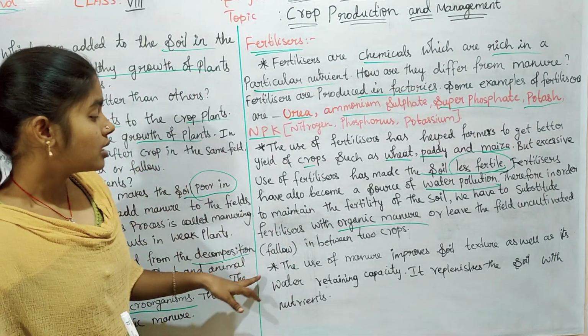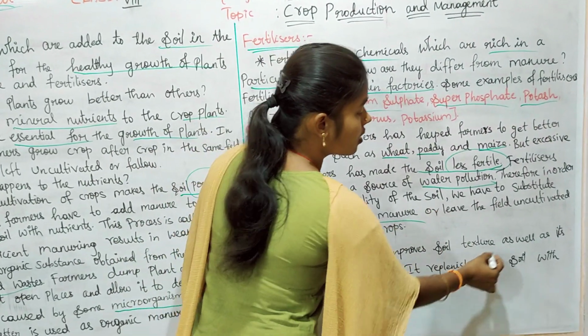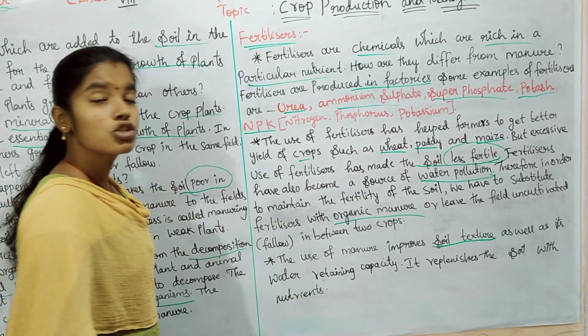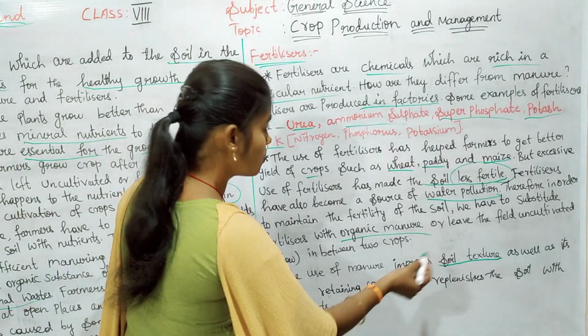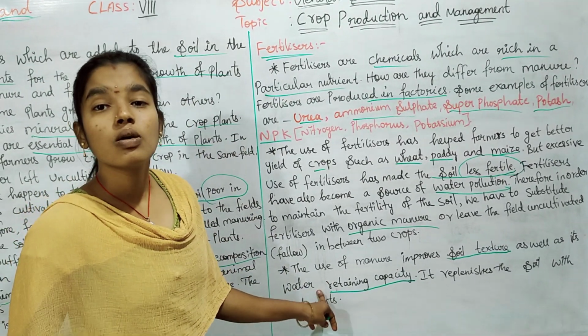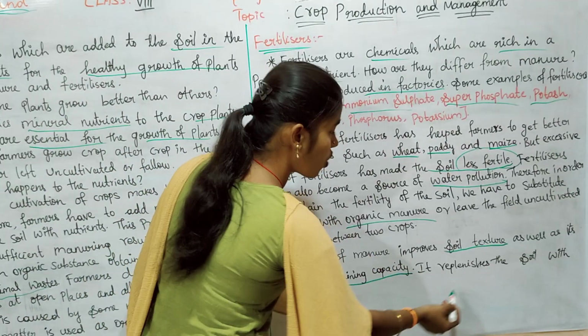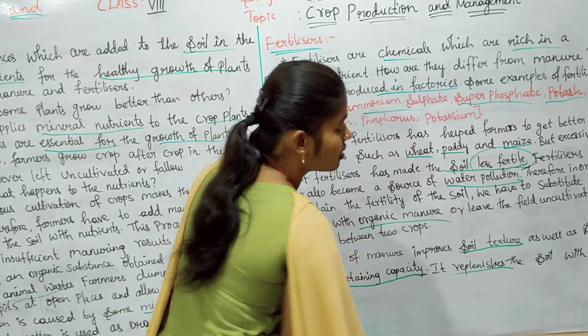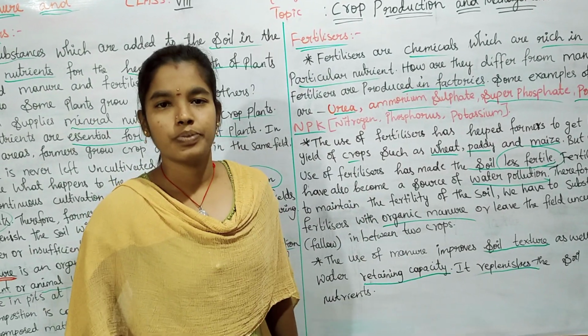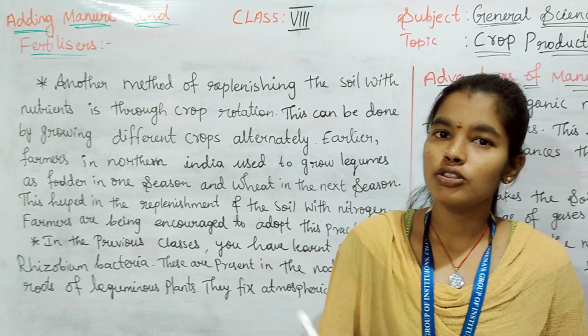Next, the use of manure improves soil texture. It improves the soil texture as well as its water retaining capacity, and it replenishes the soil with nutrients. Replenishes means to fill up. So the first method is adding manure to replenish the soil.